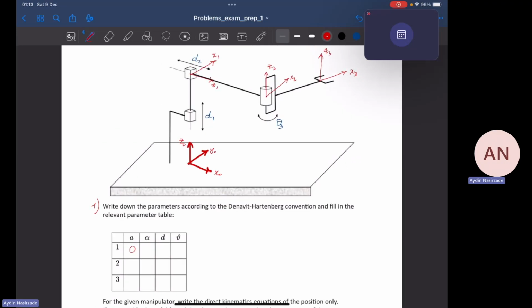Now let's try to find A2. The question is, along x2 in this direction, how much I have to move the origin of the previous frame, which is frame 1, to align it with the origin of frame 2. Again, both of these points are the 0th point of the x2 axis. So there is no need for any translation along the x2 direction. So it's going to be 0 again.